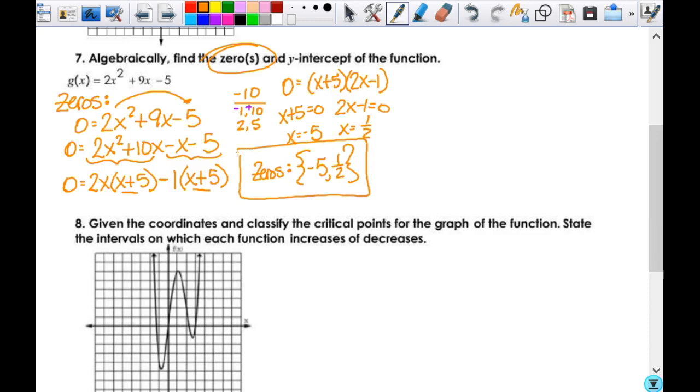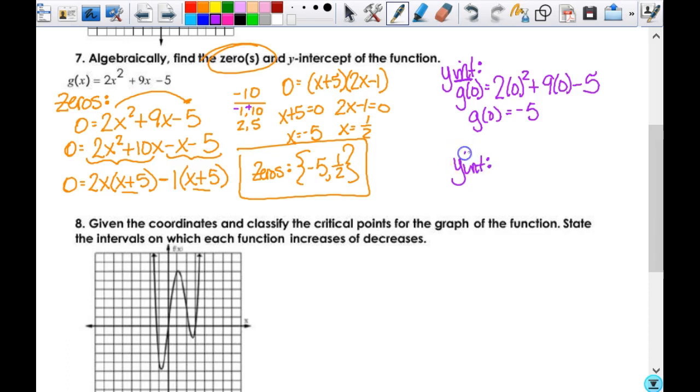Now I need to find my y-intercept. So for the y-intercept, I've already made y 0. This time I make x 0. So now I want g of 0, which is equal to 2 times 0 squared plus 9 times 0 minus 5. So that's 0 plus 0 minus 5. So g of 0 equals -5. But that's not my answer, because if it says y-intercept, my y-intercept should be an ordered pair, which is going to be 0, -5.